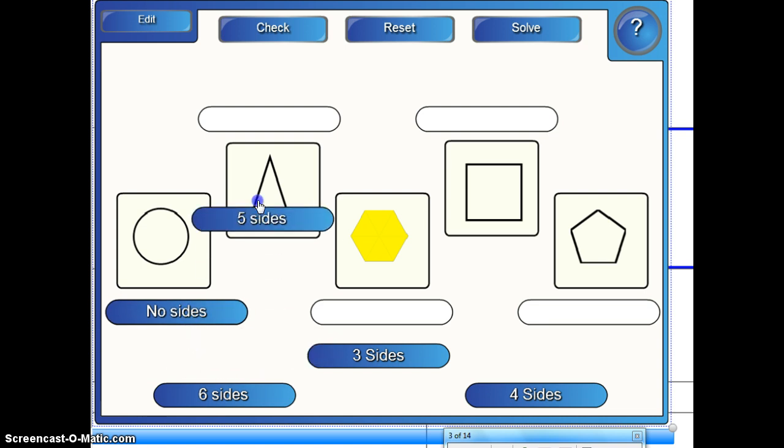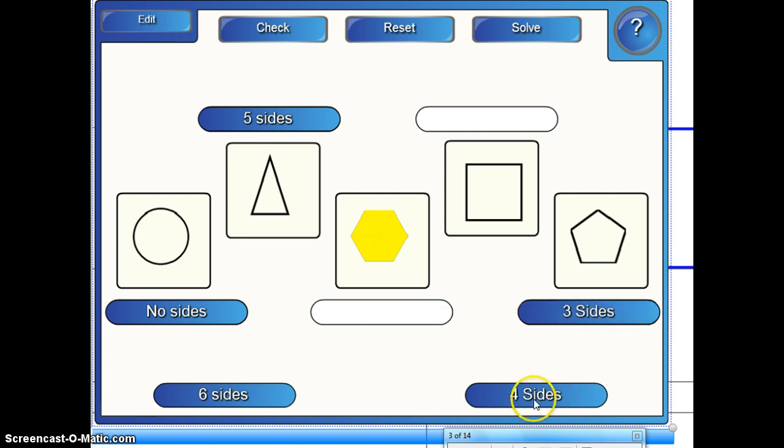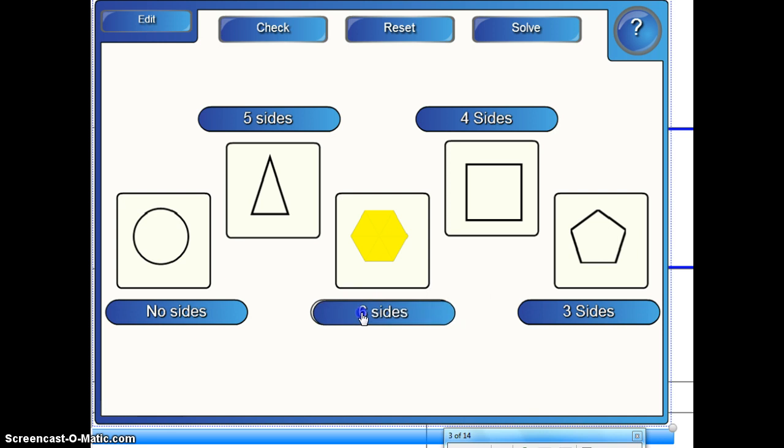5 sides, let's say it goes with a triangle. 3 sides, let's say goes with the pentagon. 4 sides, square. 6 sides, hexagon. So this activity allows you to check your work to see how you did on the activity. So we're going to say check. As you can see, I got 2 of them wrong, so I mixed up the triangle and the pentagon. So they will be able to see that a triangle has 3 sides and a pentagon has 5 sides.